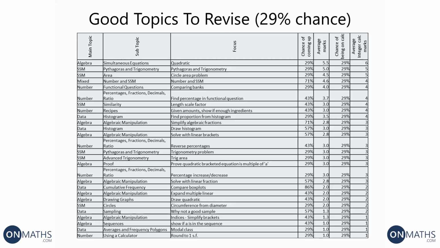We've already talked about drawing quadratics. Circumference, you just need to know that the formula is pi d, pi times the diameter. If you've got a radius, you just need to remember to double it first.